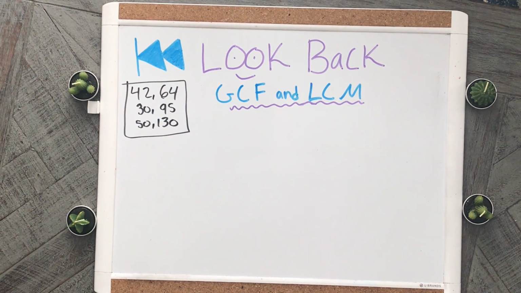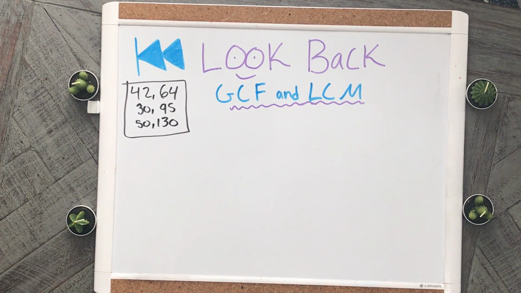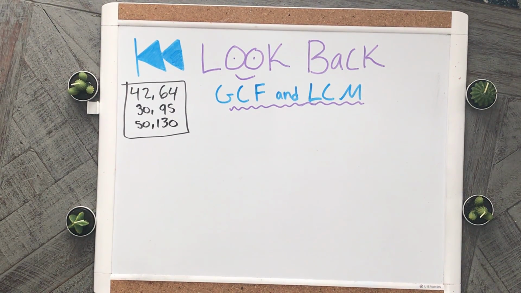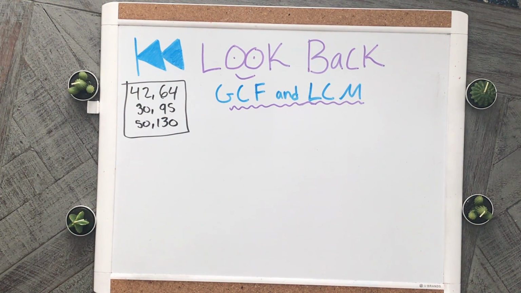Okay, so today we're going to look back at greatest common factor and least common multiple, GCF and LCM. These three pairs of numbers are the examples we will be using today. Bear with me because I have to figure out my multiples as we go. But let's look at these.